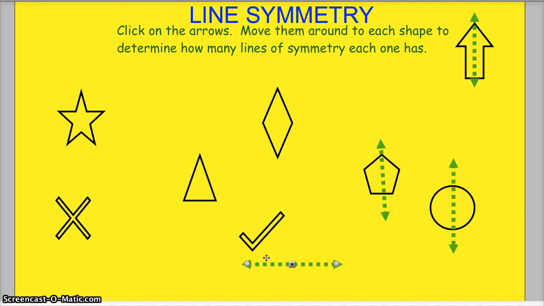Here a check mark does not. It doesn't matter which way I put it. I could put it this way. I could move this one over. Put it this way. There's no line that I can draw where it's exactly the same on both sides. Remember, a shape could have more than one line of symmetry. This one has one this way and also this way.